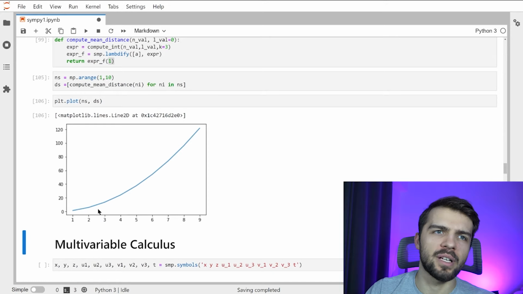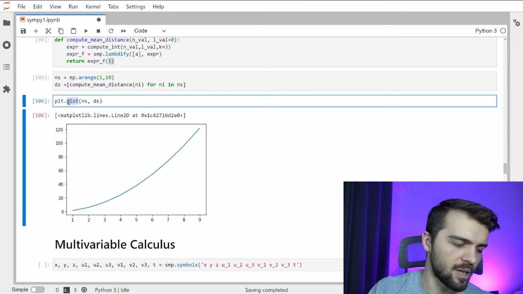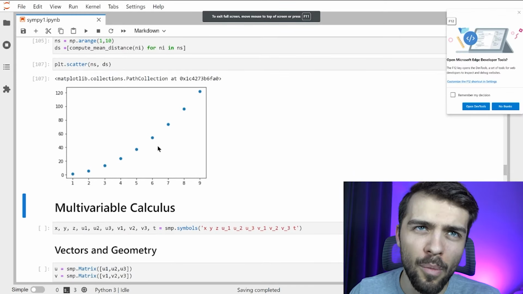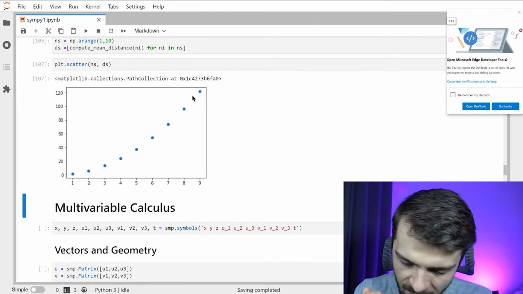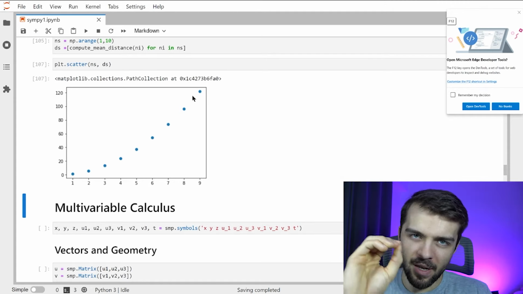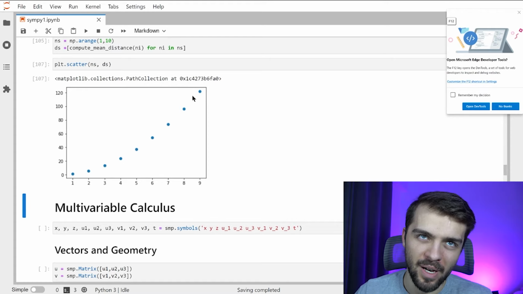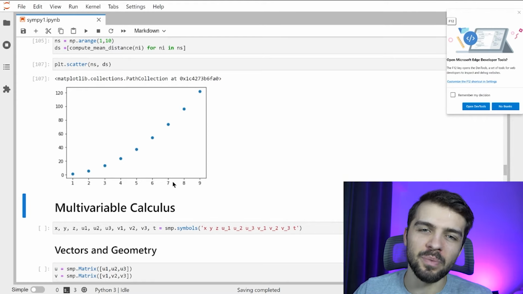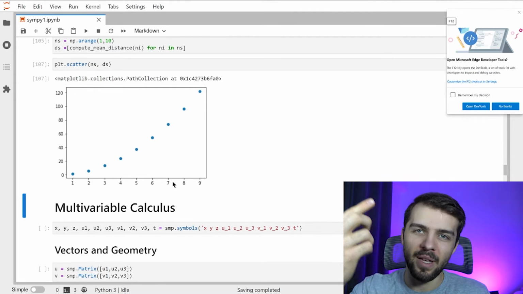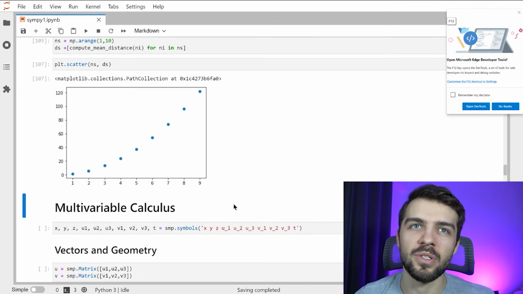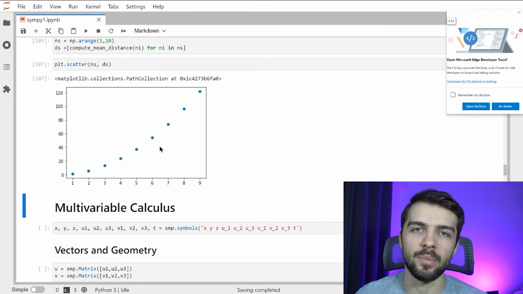So I made it only from 1 to 10, and I have a curve that sort of looks like this. I'm going to do a scatter plot because it's not continuous. It's quantum mechanics. And it almost looks quadratic. Because the energy of the electron is proportional to 1 divided by n squared, there's sort of an inverse relationship between the energy and the distance from the atom. So that's an interesting result that I'll let you explore a little bit on your own.